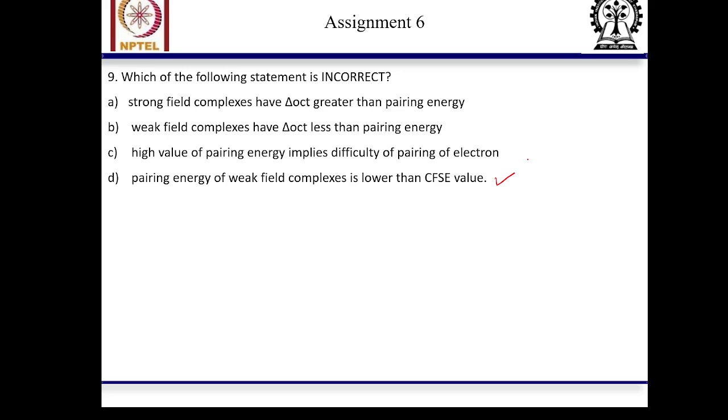I have already told you, suppose we have these two cases. One case will be this, one case will be this. In this case the CFSE value is lower than the pairing energy. If delta is greater than the pairing energy, then pairing will happen. If delta is less than the pairing energy, it means weak field. Oh, I think I have written it reverse. One minute. So we have this case.